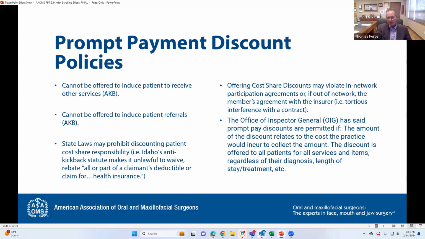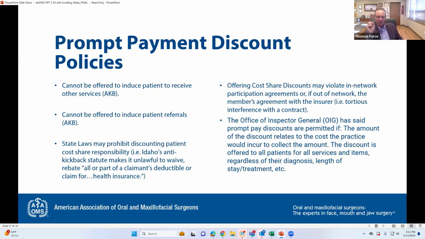And again, the Office of Inspector General has said prompt payment discounts are permitted if the amount of the discount relates to the cost the practice would incur to collect the amount. The discount is offered to all patients for all services and items, regardless of their diagnosis, length of stay, treatment, etc. But the discount should be related to the cost the practice would incur to collect the amount, and it should be documented. What is the cost it would cost you to collect that amount?